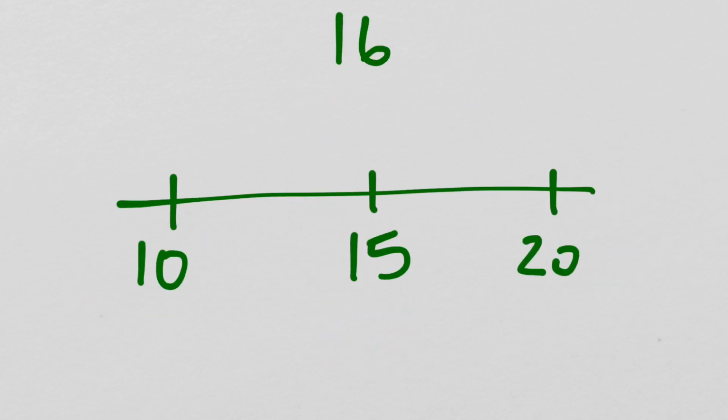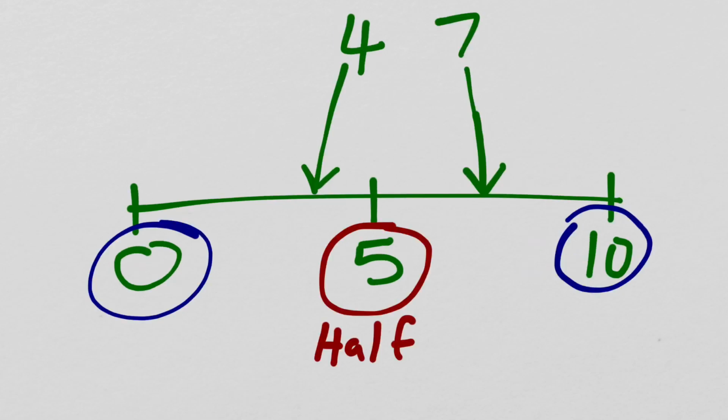So usually the rule is this. If it is 5 or more, it goes up. If it is less than 5, then it goes down. Now I'll show you a couple more examples here.